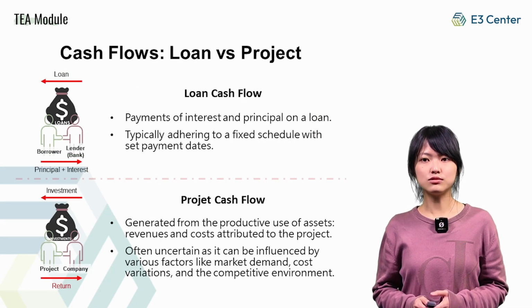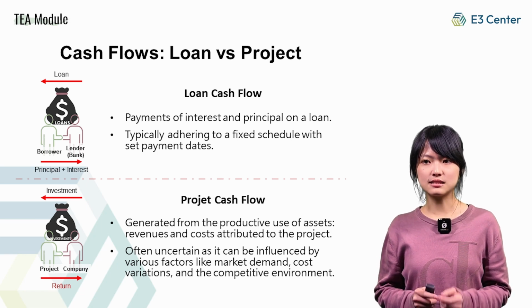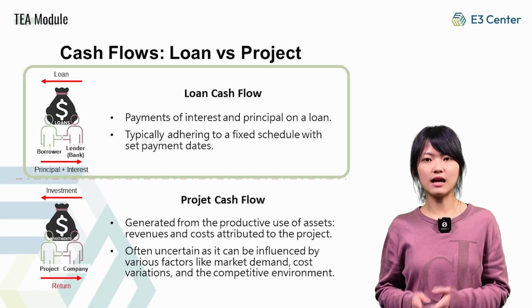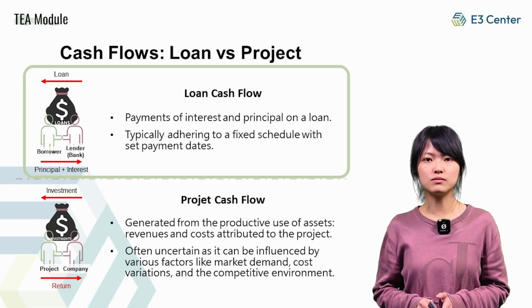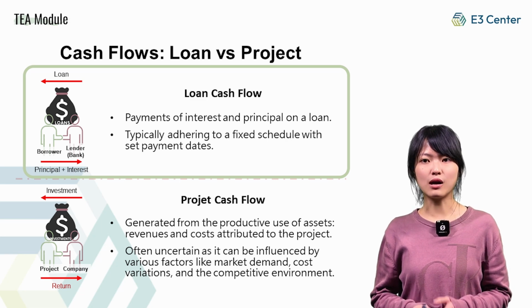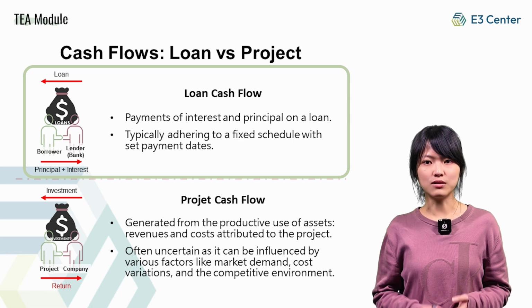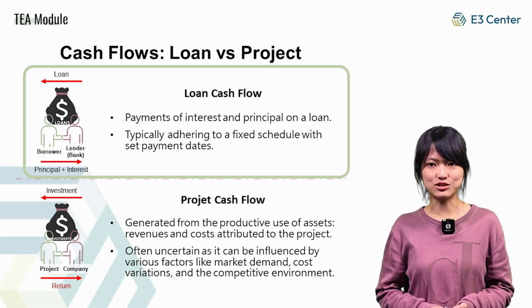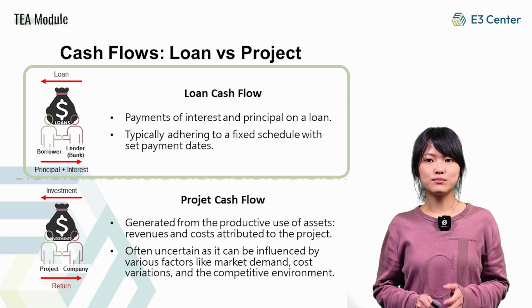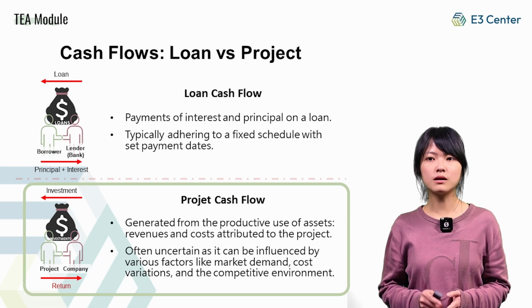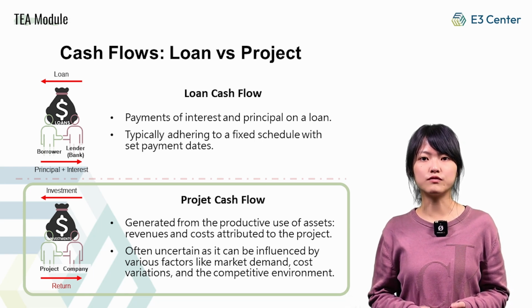Before we dive into the evaluation methods, let's discuss 2 common types of cash flows. First, loan cash flows, which involve payment of interest and principal on a loan. Such cash flows primarily satisfy the repayment requirement of the loan, typically fixed and scheduled. On the other hand, project cash flows, which are generated from the productive use of assets, including the income, cost, and the expenditure of the project.